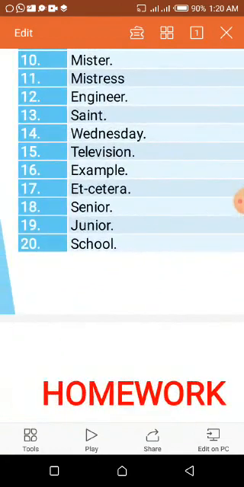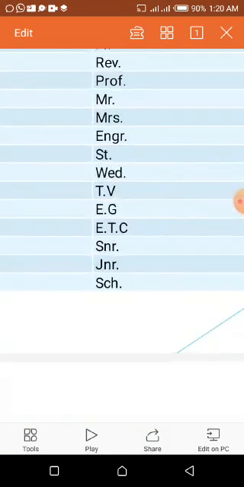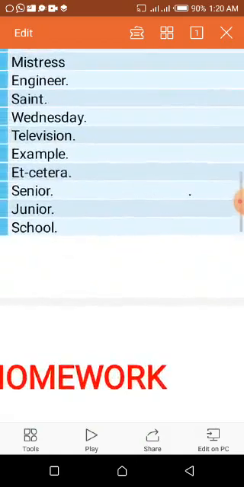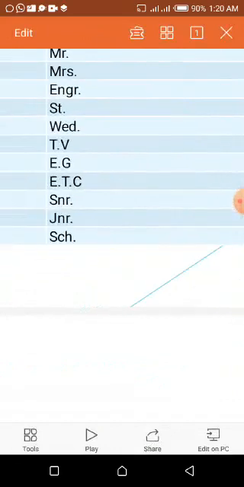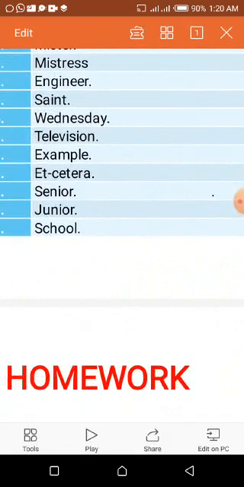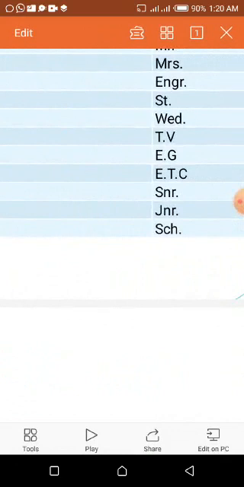Then number 18 is senior. The short form of the word senior is SNR. The short form of the word junior is JNR with a full stop. The short form of the word school is SCH with a full stop. I know you are there listening, and I know you can form some short words for other short ways of writing a word for other words you have come across.